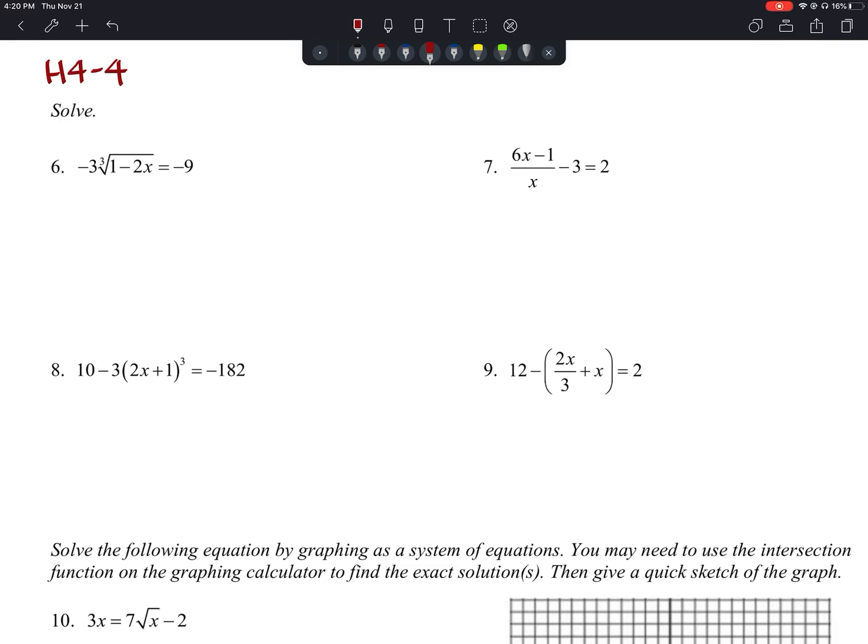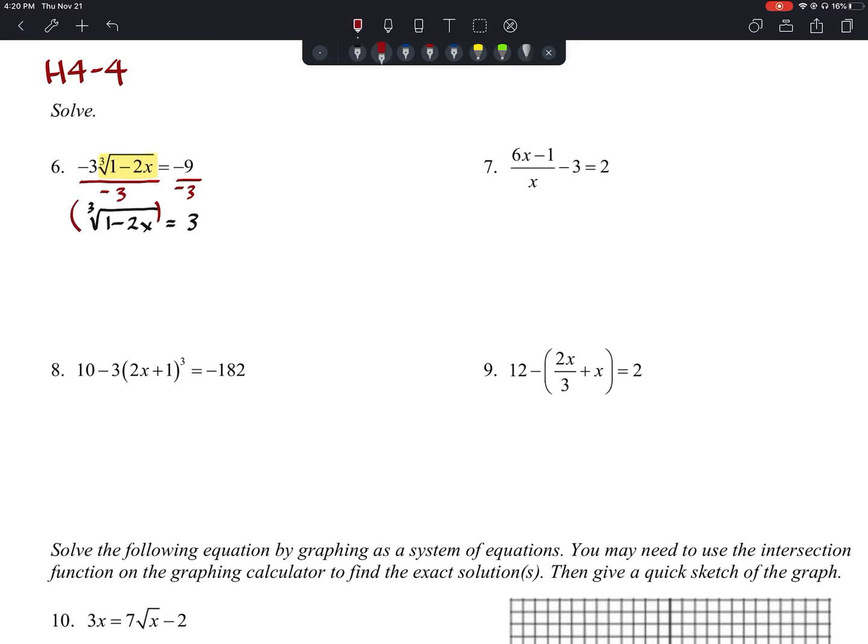Let's solve. Number 6 says -3 times the cube root of 1 minus 2x, and that equals -9. So first thing, remember, our x value is inside grouping symbols here, so we have to get that by itself first. We're going to get rid of that -3 times the grouping symbol by dividing each side by -3. What we end up with here is the cube root of 1 minus 2x is going to equal +3.